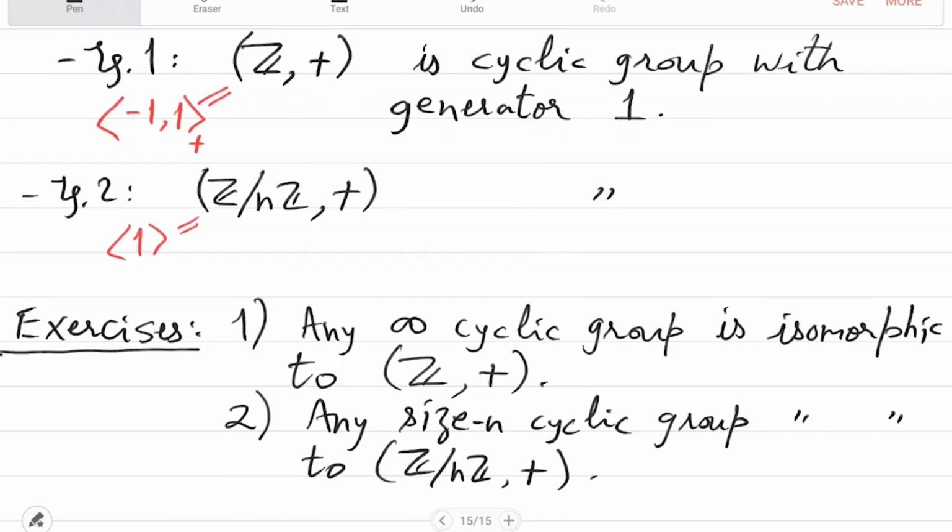So I may say nZ or I may say the ideal n, it's the same thing. These are basically just multiples of n. So the ring Z you are quotienting out, or modding out, by the ideal n, multiples of n. And then you are only looking at the additive structure. And this is really the only cyclic group of size n. Okay, so there are these simple characterizations of cyclic groups. Any questions?